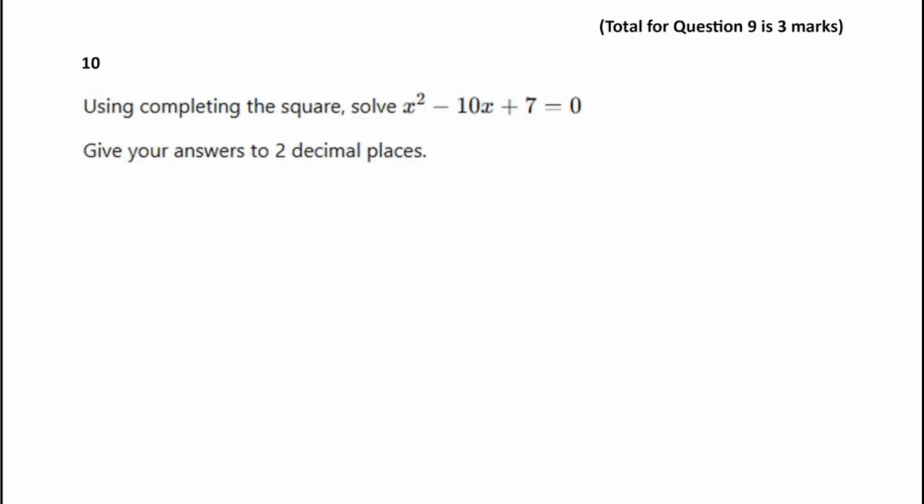Here we have a quadratic to solve, and they've specifically asked us to use completing the square to solve it. So I'm just going to run through the method and solve it step by step. Bring the x squared down, halve the minus 10, square the minus 5 and write it as a negative, bring the plus 7 down, equal to 0, and then solve.